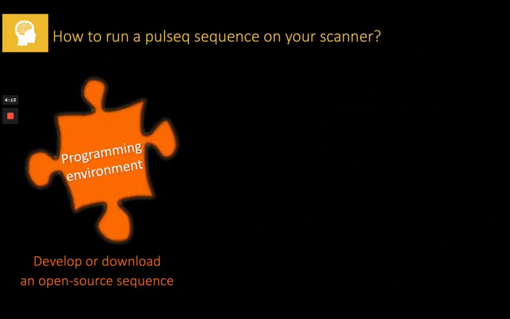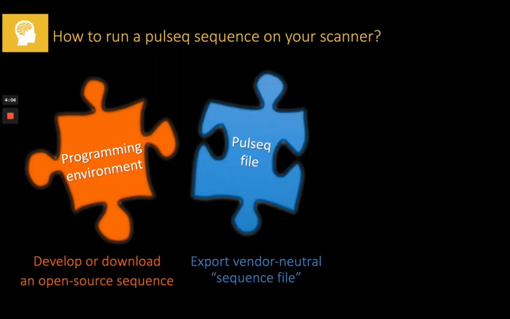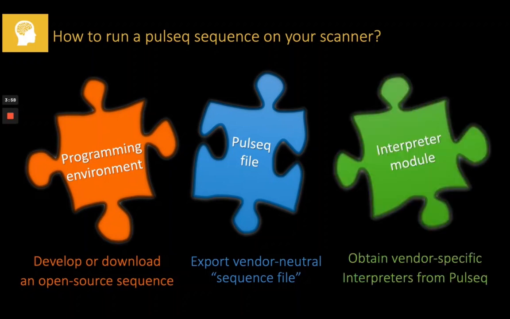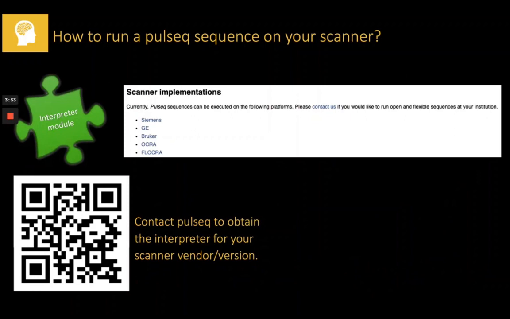So let me tell you how to get Pulseq to your scanner. First, you develop or download an open source sequence, then export it in a Pulseq file. This sequence file must be translated to proper hardware commands, which is different for every manufacturer. That's why you need an interpreter that is compatible with your system. To get the interpreter module for Siemens or GE, you can contact the Pulseq team at this link.